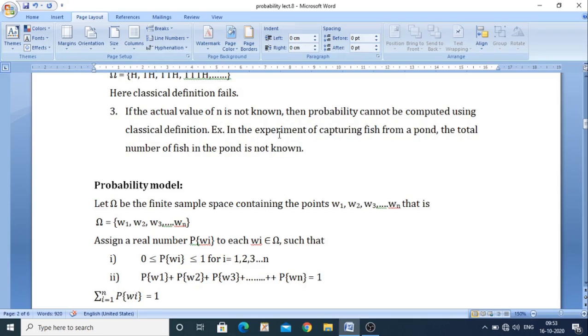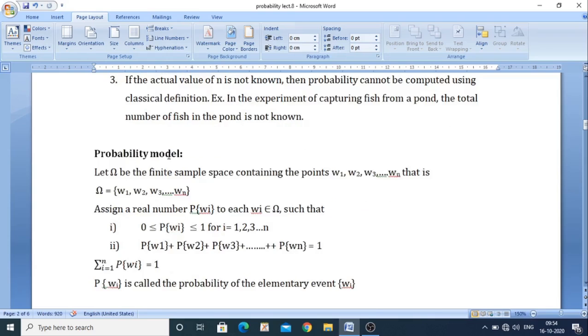Example, in the experiment of capturing fish from the pond, the total number of fish in the pond is not known. So if you are going fishing, how many fish you have caught, that you can count. But actually in the pond, we don't know how many fish there are. So n is unknown, and that's why we cannot find the ratio m upon n. These are the three major limitations of the classical definition.